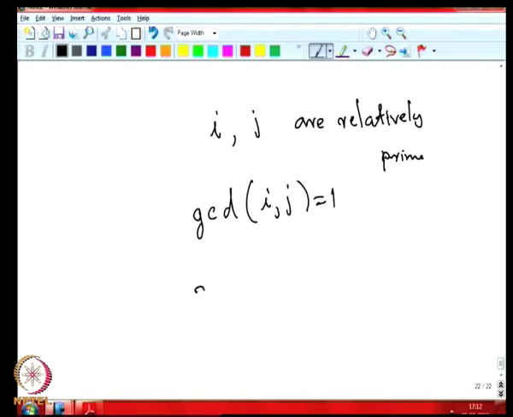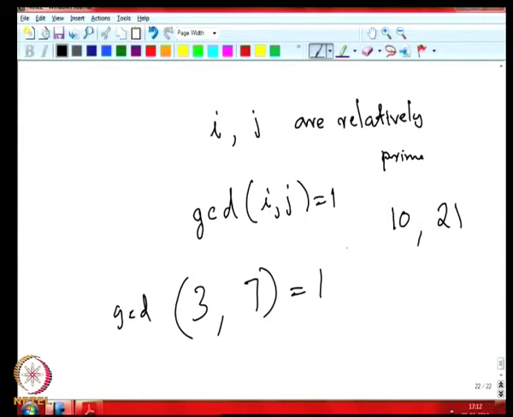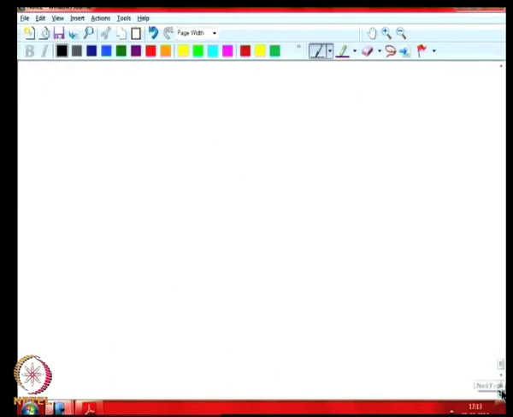For instance, 3 and 7 are relatively prime because GCD of 3 comma 7 is 1, or 10 and 21, yes, GCD of 10 and 21 is 1. So they do not have any common factors other than 1, that is what it says, right. This is relatively prime. So one parameter which is interesting in number theory is, for given n, how many numbers are there from 1 to n minus 1 which are relatively prime to n.